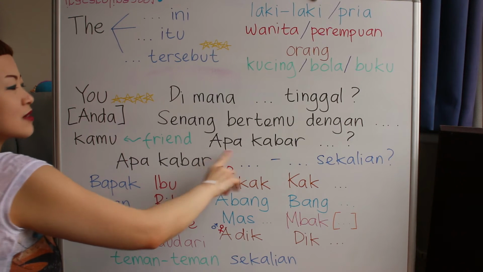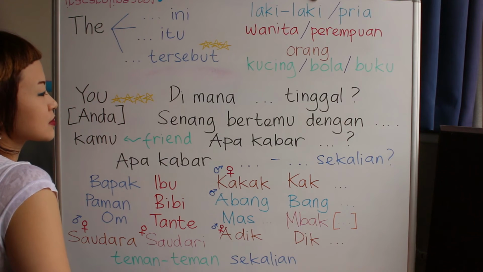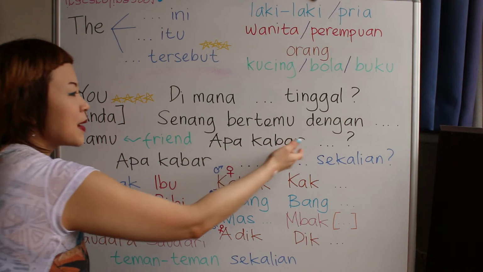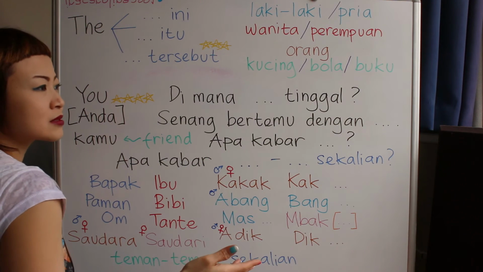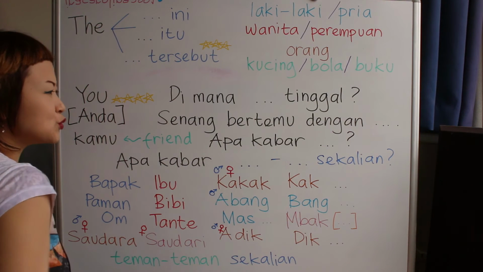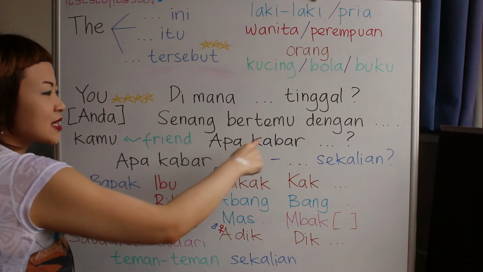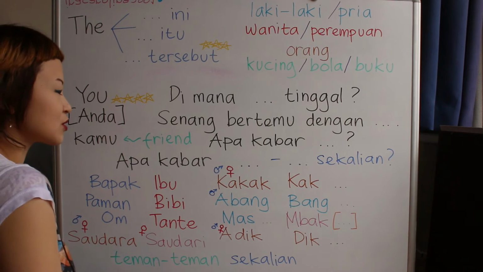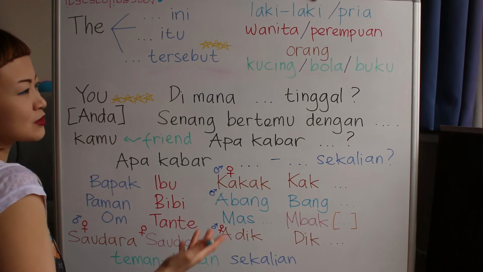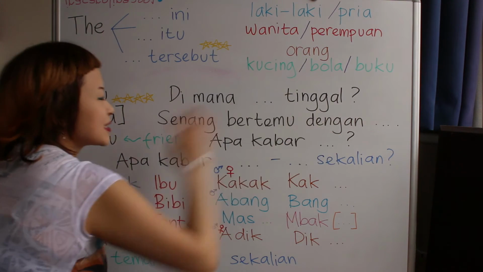This one, apa, what. Kabar, news, and then the you here. Apa kabar, it means how are. We just want to say how are you. But in this case, apa is what, kabar is news, so it means like what news, even though we want to say how are you. Apa kabar, and then the you.